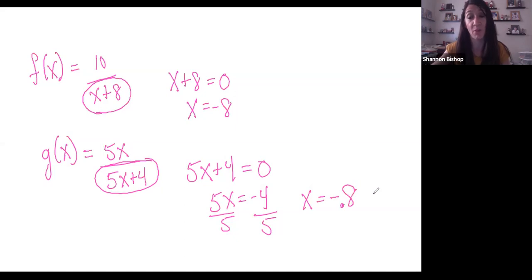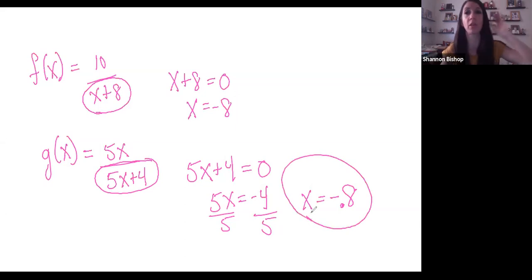-0.8. Now remember when I eyeballed it, I was like, man, it's approximately -1. Okay, well, please don't say approximately -1. No, it's at -0.8. That's exactly where the graphs break apart. You can locate it exactly.